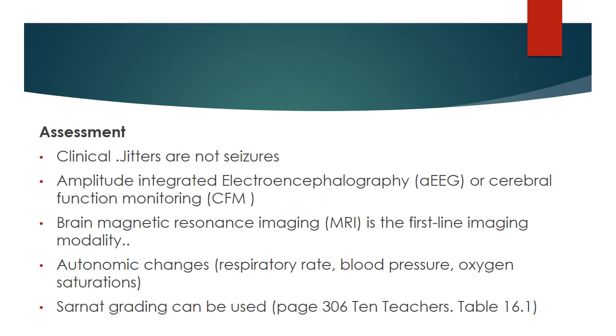Jitters are not seizures. Amplitude integrated electroencephalography (aEEG) or cerebral function monitoring (CFM) can be used. Brain magnetic resonance imaging (MRI) is the first-line imaging modality. Autonomic changes include respiratory rate, blood pressure, oxygen saturations. Sarnat grading can be used, which is given on page 306 of the OBS book by 10 Teachers, Table 16.1.